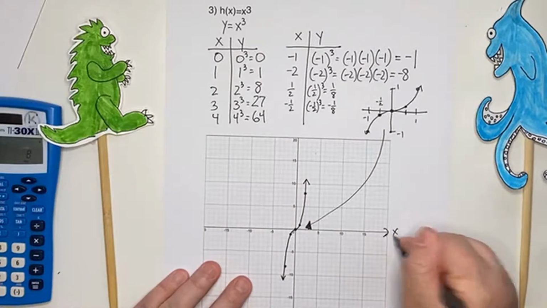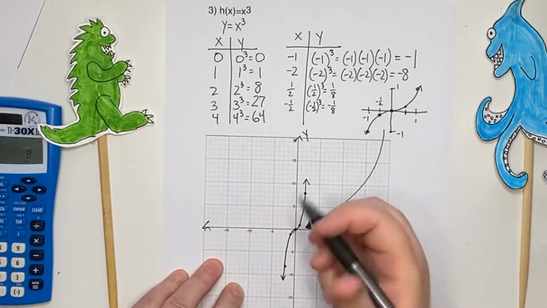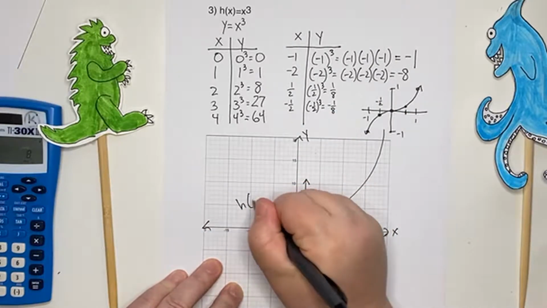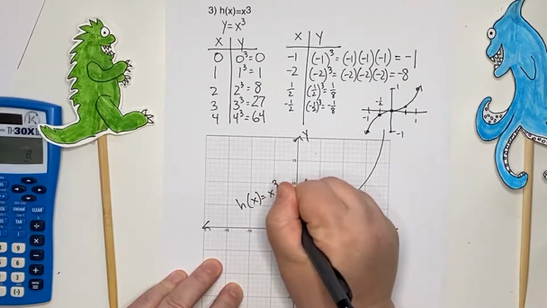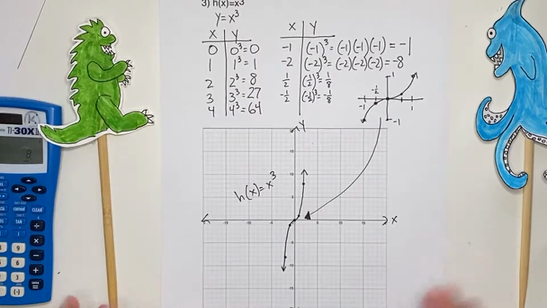Okay, I've got my x-axis, my y-axis, my arrows. I'm going to write this is h of x equals x cubed, so it looks all fancy. And now let's talk domain. Same thing. Is there anything you can't cube? Well, there might be something you personally can't cube, but calculators can cube it.